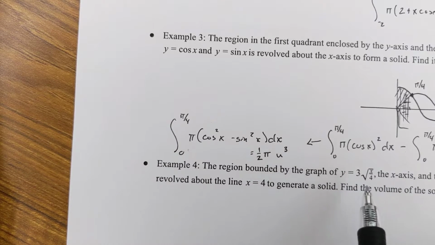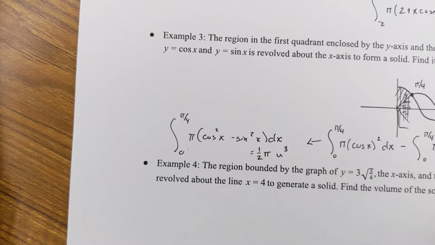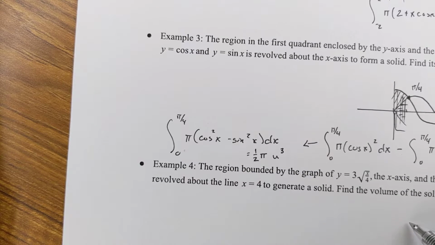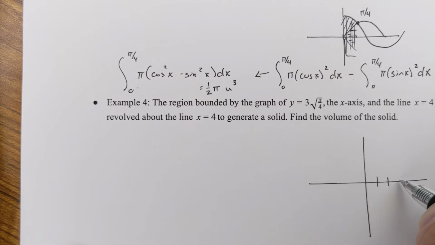All right, so the region bounded by the graph y equals 3 square root x over 4, the x-axis, and the line x equals 4 is revolved about the line x equals 4 to generate a solid. Find the volume of the solid. Okay, so let's see what we got here. 1, 2, 3, 4.